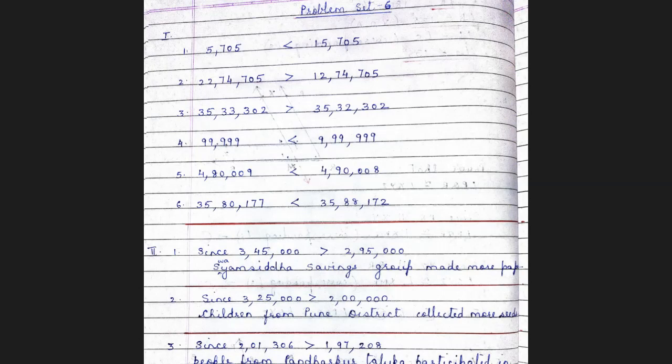Question number 6. Same method when you follow. Both have 7 digits. Now starting from the left, 35, 35 on both the sides. 8 on the left, 8 on the right. 0 on the left, 8 on the right. The fourth digit, 0 on the left, 8 on the right. Therefore, 35,80,177 is smaller than 35,88,172.